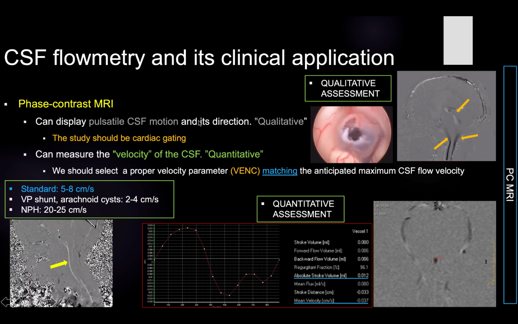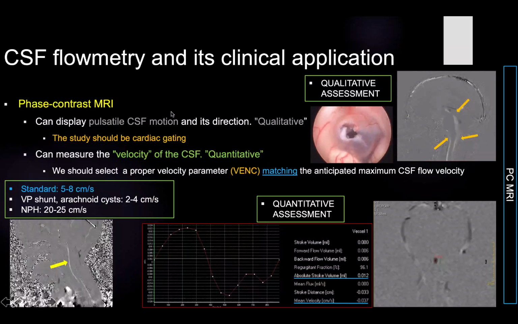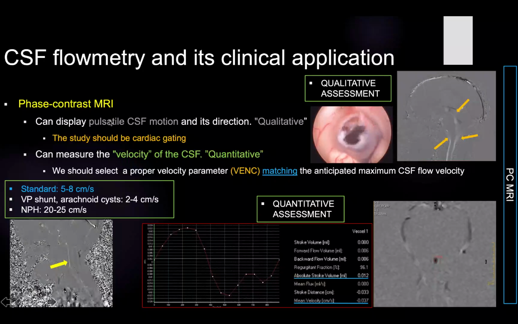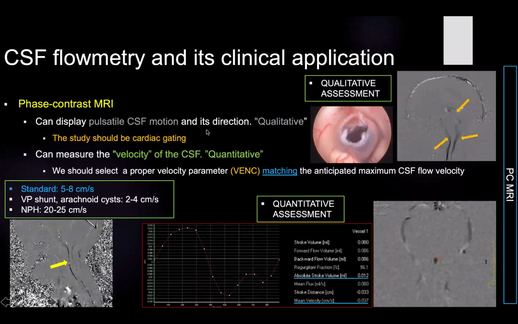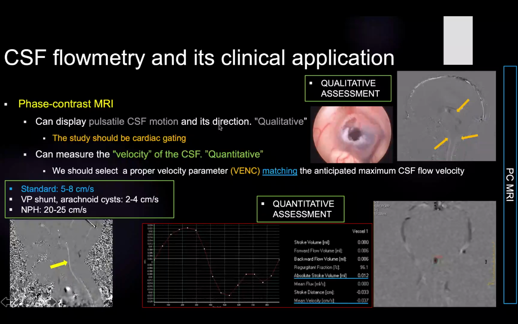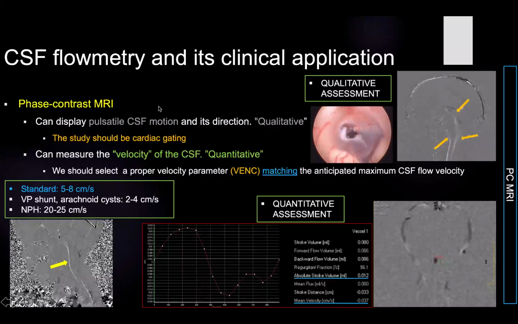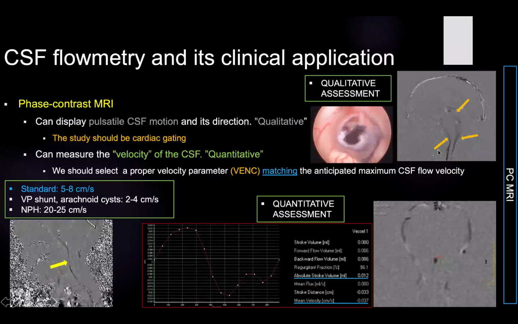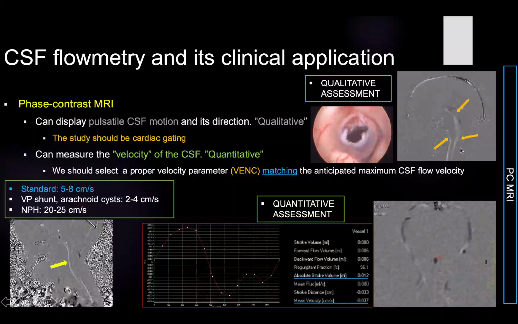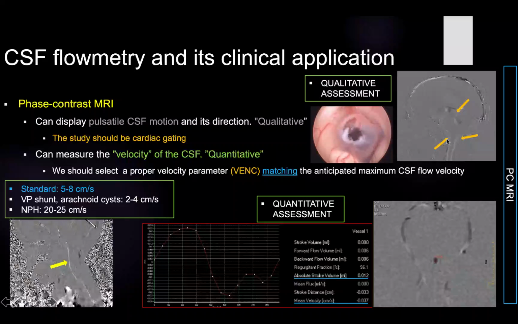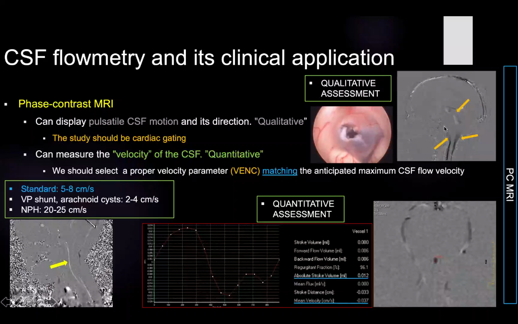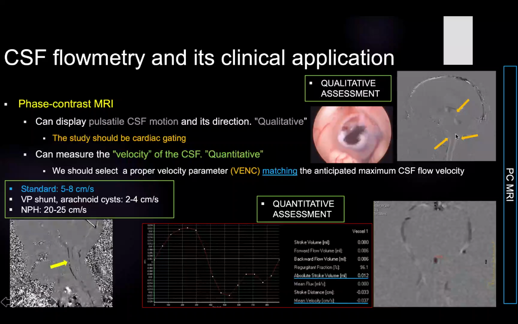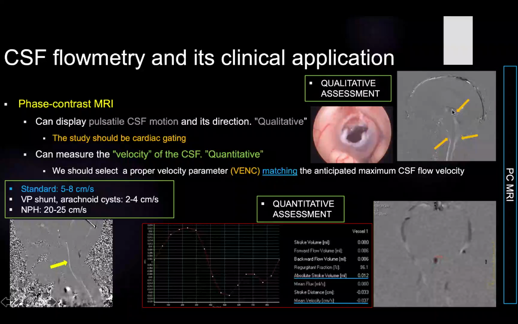At first, the phase contrast, which is the basic sequence of CSF flowmetry. The phase contrast MRI can detect the pulsatile CSF motion and its direction. And this is one of the important points of CSF flowmetry. Actually, in this sagittal phase contrast image, we can depict the pulsatile motion of the CSF flow in the CSF spaces anterior and posterior to the brainstem, in the foramen magnum, and also in the aqueduct of Sylvius.